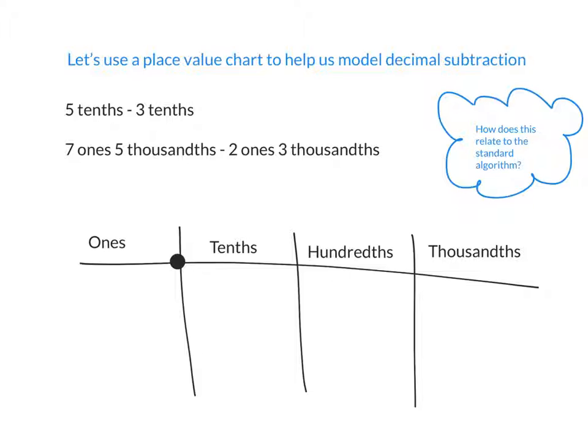Okay, if I have 5 tenths, that means I need to draw 5 dots in the tenths column. 1, 2, 3, 4, 5. Do you agree that that shows 5 tenths? Okay, when we do subtraction, are we adding more or taking away? Taking away. So I started with 5 tenths, and how much do I need to take away? 3 tenths. I'm going to cross out 3 of them. 1, 2, 3. What's left? 2 tenths. So 5 tenths minus 3 tenths is 2 tenths.